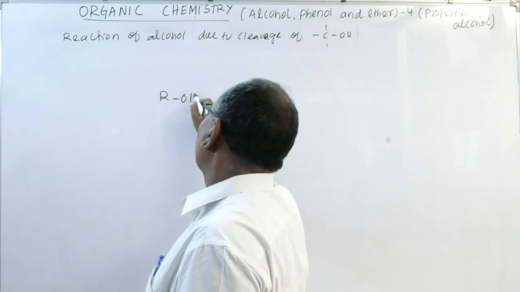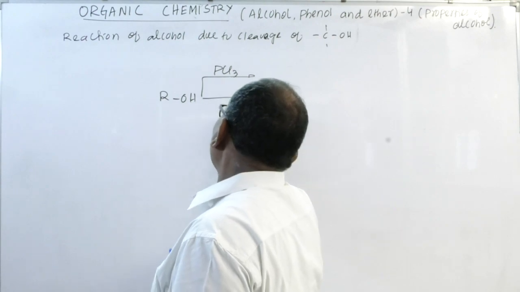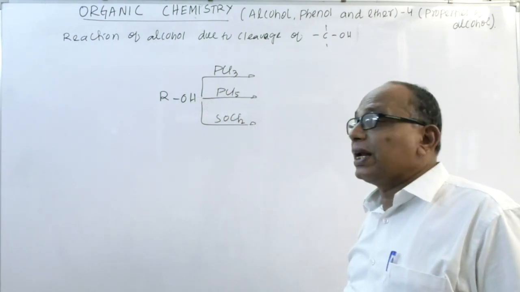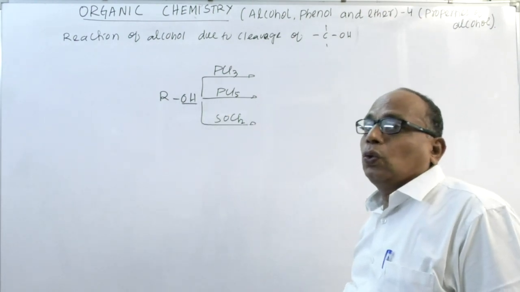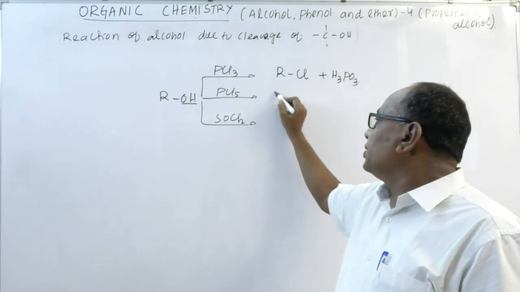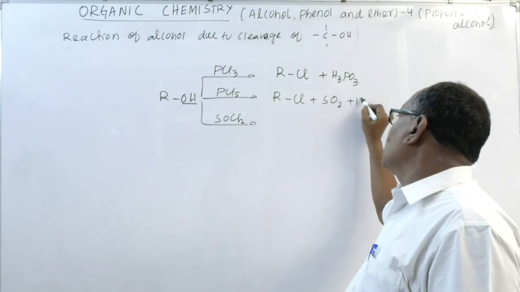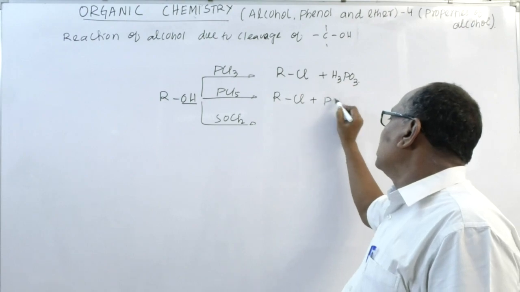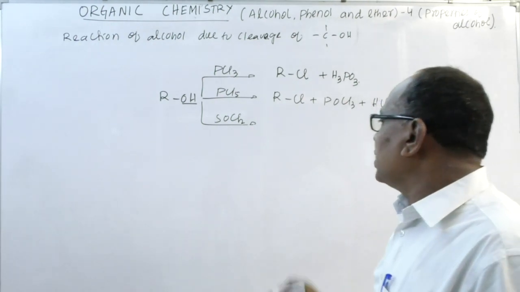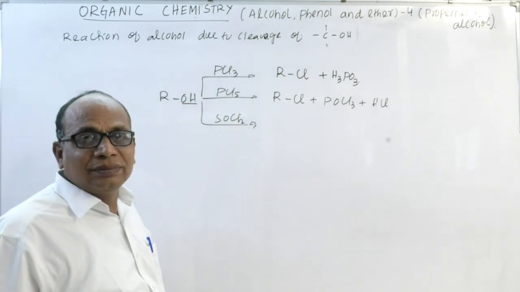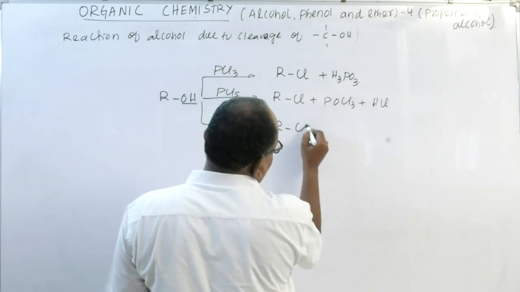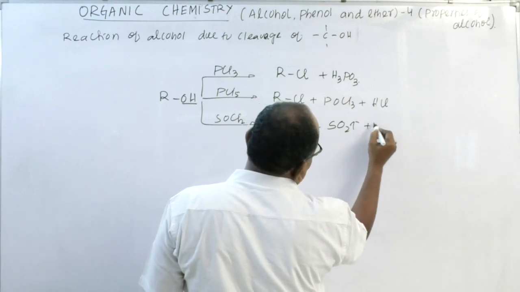Next, come to alcohol reacting with PCl3 or PCl5 or thionyl chloride. This I have already discussed: the OH group of the alcohol gets converted into Cl. So this gives you RCl plus H3PO3, this gives you RCl plus POCl3 plus HCl, and thionyl chloride is known as Darzens' reagent or Darzens' reaction, and it gives you RCl plus SO2 gas plus HCl gas.